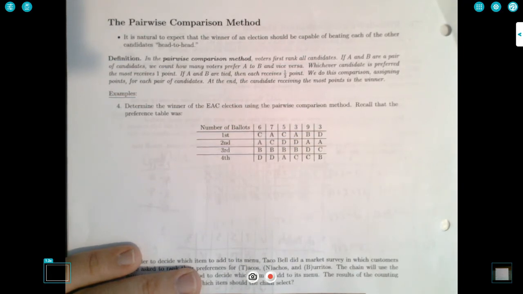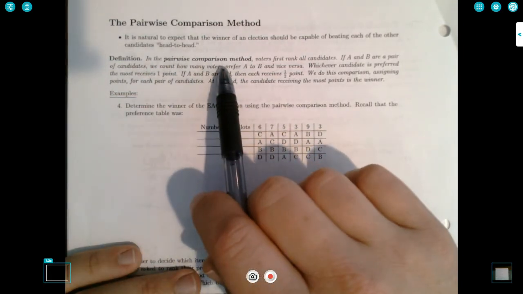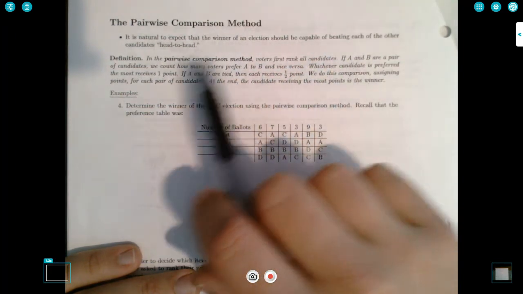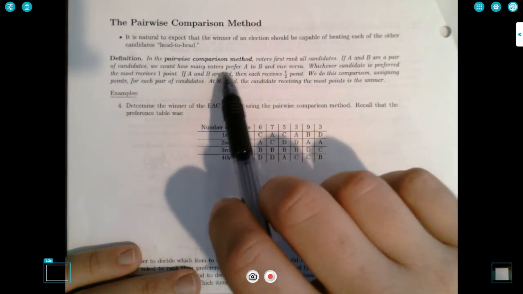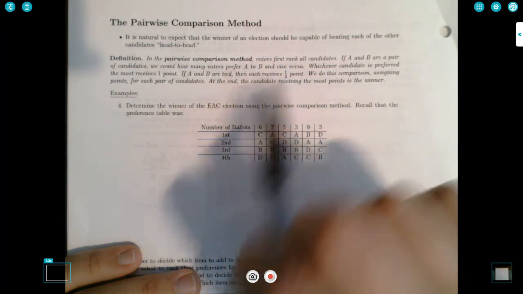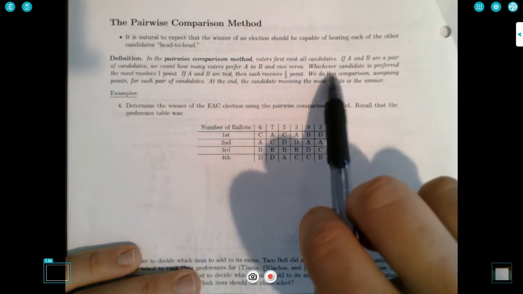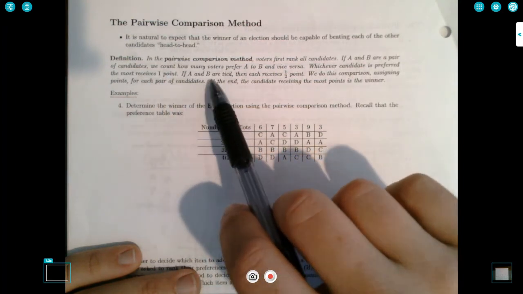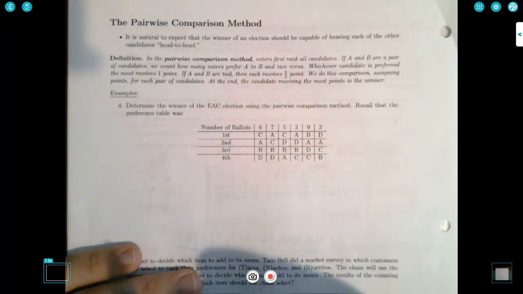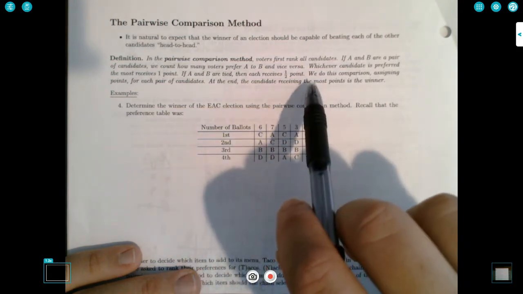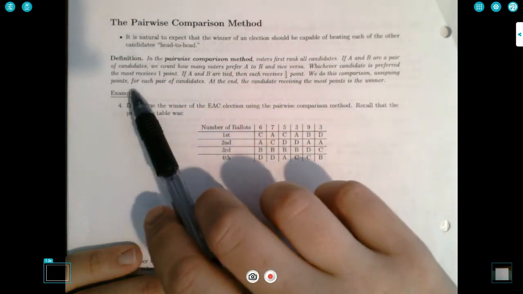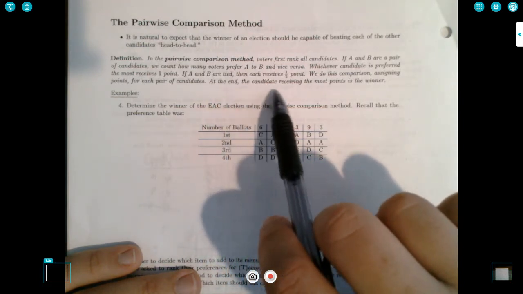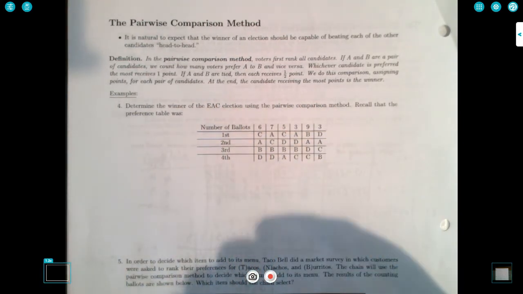In the pairwise comparison method, voters rank all candidates. If A and B are a pair of candidates, we count how many voters prefer A to B, and vice versa. Whichever candidate is preferred the most receives 1 point. If A and B are tied, then each receives half a point. We do this comparison, assigning points for each pair of candidates, and at the end, the candidate receiving the most points is the winner.